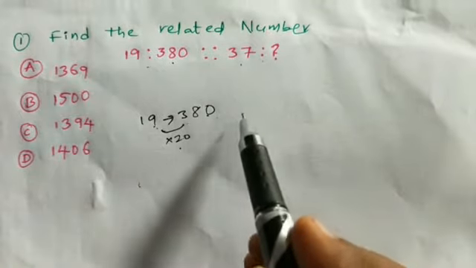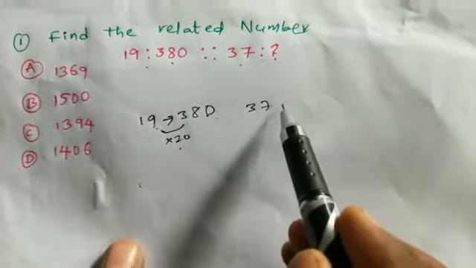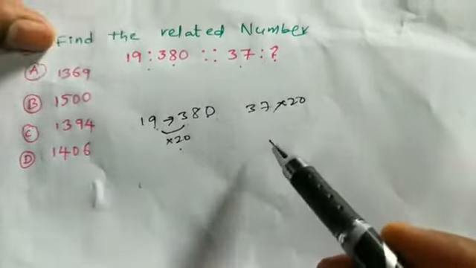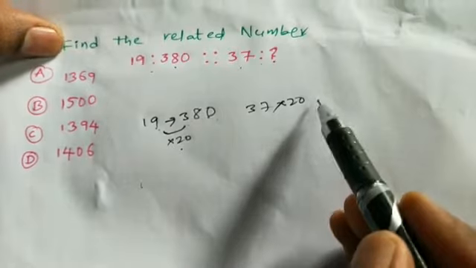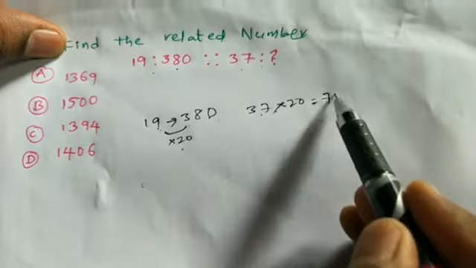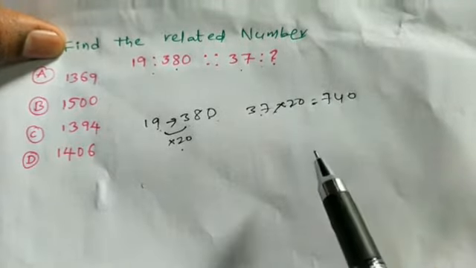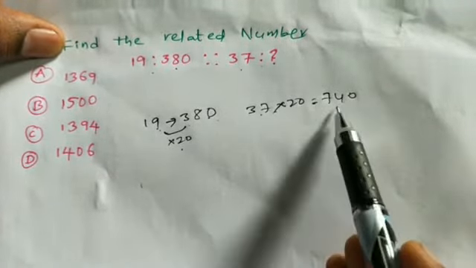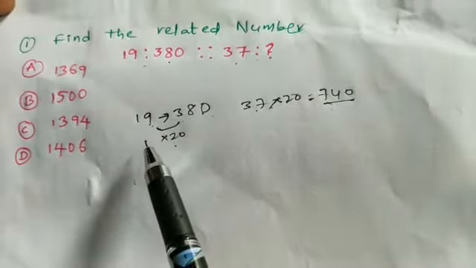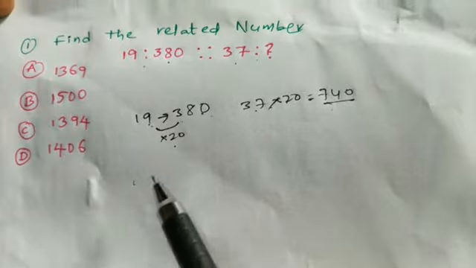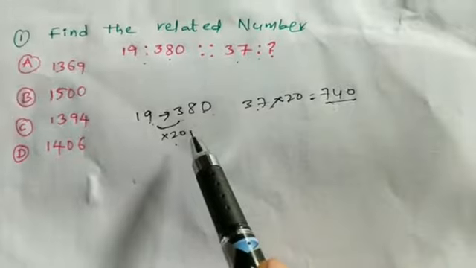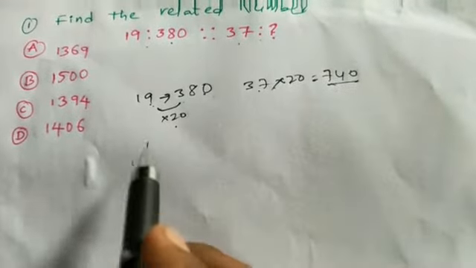Let me see for next one also. 37 into 20. How much you have to get? You have to get 37 2s, 74. So we have to get 740. Is it or not? So if you see the options, there is no option of 740. Is it or not? So our assumption is wrong. So let me go for another assumption.